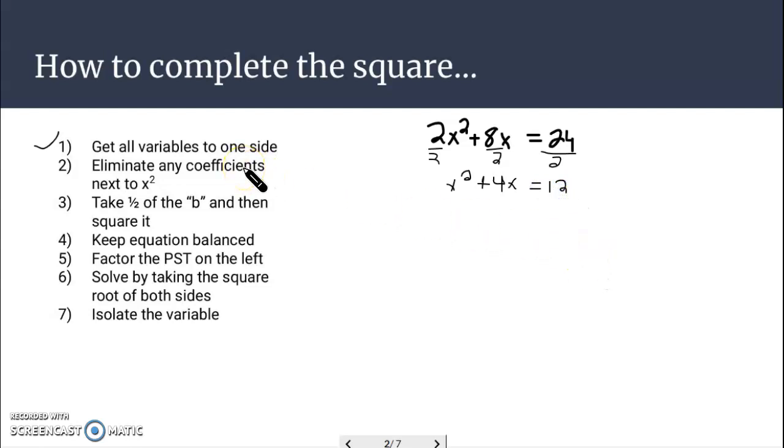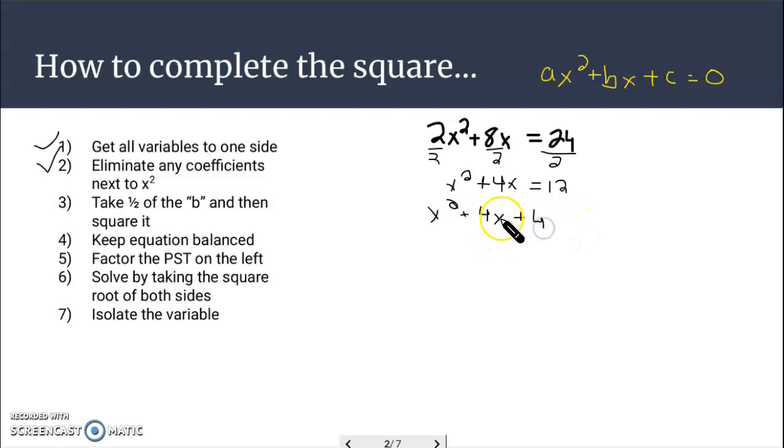And now here's where we take half of b and then square it. Now the b number is 4, and we're getting that from ax squared plus bx plus c. This is the standard form of a quadratic equation. The b number, so to speak, is always the coefficient next to the x. So our b here is 4. Half of 4 is 2. And then 2 squared is 4. So coincidentally, the number we get after halving and squaring it is the same as the b number.